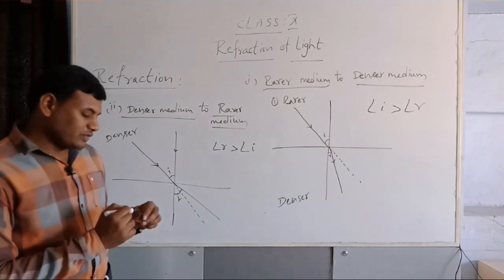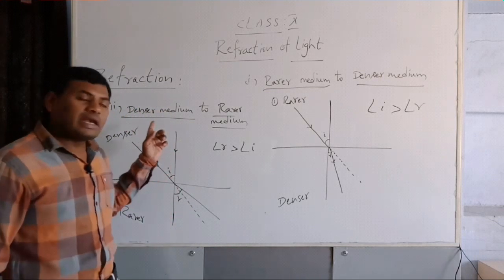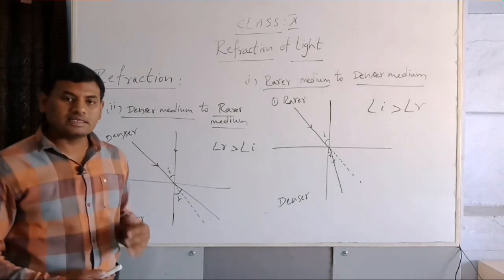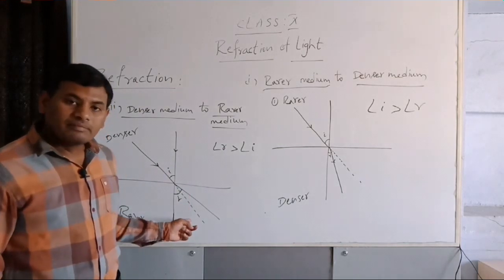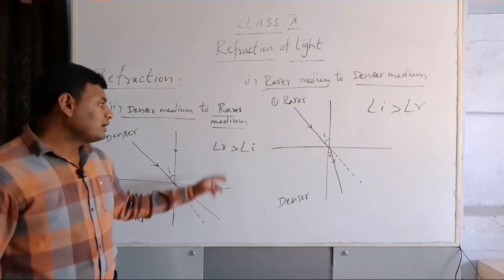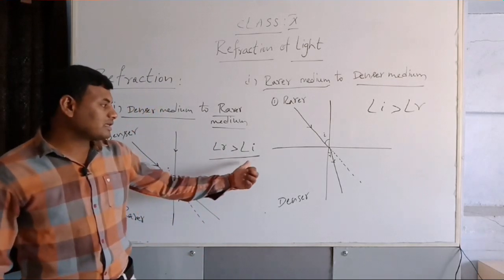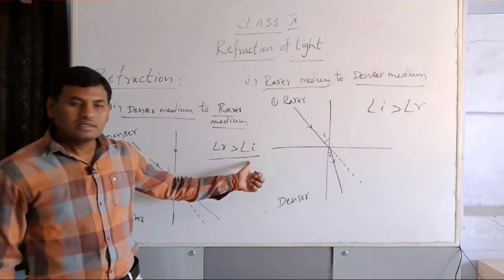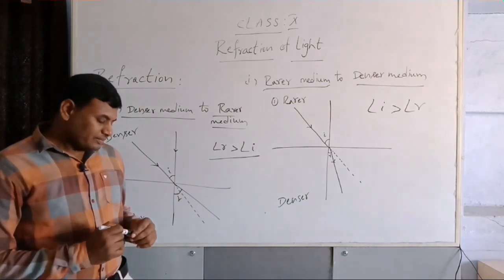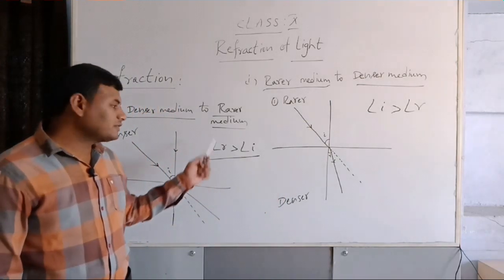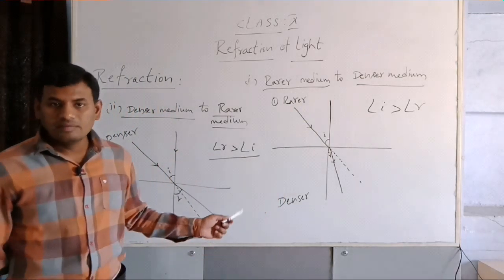So the condition we come across here is that when a light ray enters from a denser medium to a rarer medium, the speed of light increases and the ray moves away from the normal, and in this condition the angle of refraction is always greater than the angle of incidence. Why do we say that light undergoes refraction? Because of the change in optical densities of the medium.